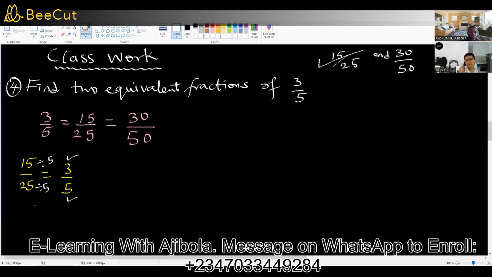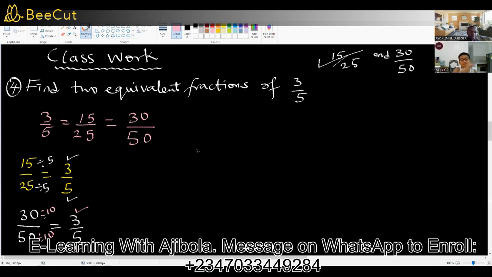Fine. Then the second one, let's start from 30 over 50. You said it's equal to 3 over 5. So let us divide the 30. Now divided by 10. So what is 30 divided by 10? 3. And what is 50 divided by 10? That's 5. Okay? Fine.